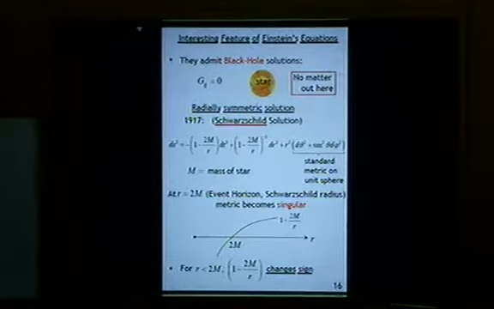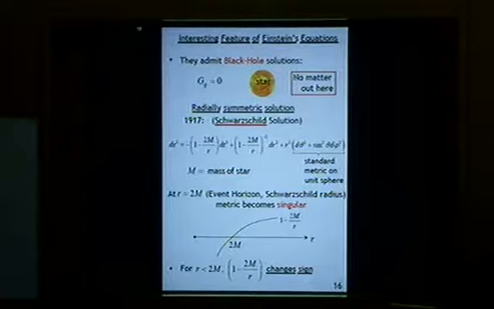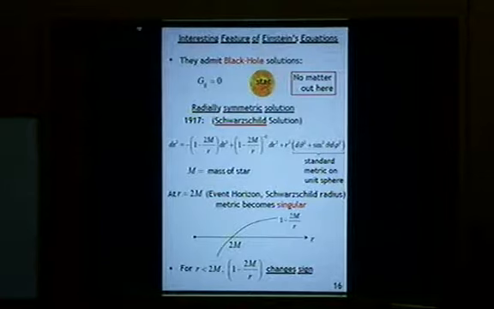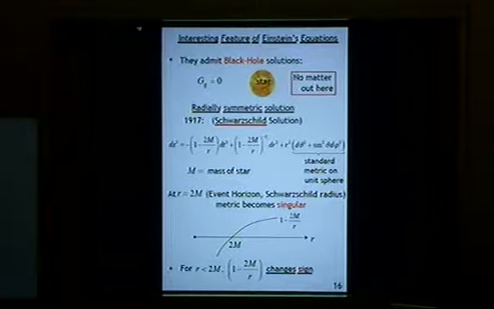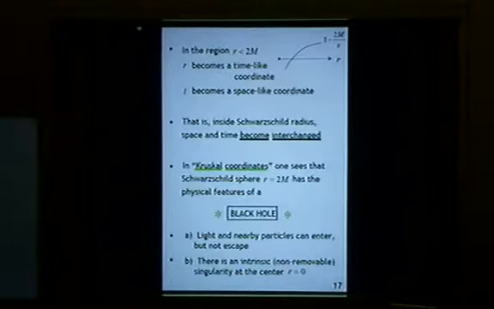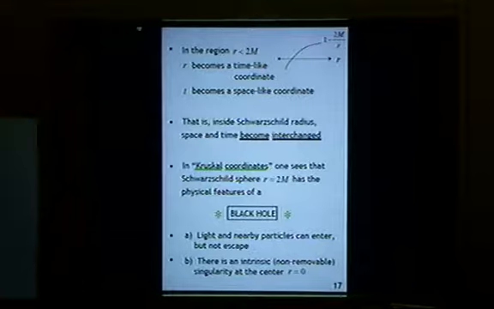And here's what the function 1 minus 2m over r looks like. At 2m it's 0, and then after that it goes negative. So for r less than 2m, in other words, inside that Schwarzschild radius, that function changes sign. It was positive outside, becomes negative inside. So in the region r less than 2m, r becomes what mathematicians call a time-like coordinate, and t becomes a space-like coordinate. That is, inside the Schwarzschild radius, space and time interchange. So that's a radical idea, space and time interchanging. But inside black holes, things are very wild.